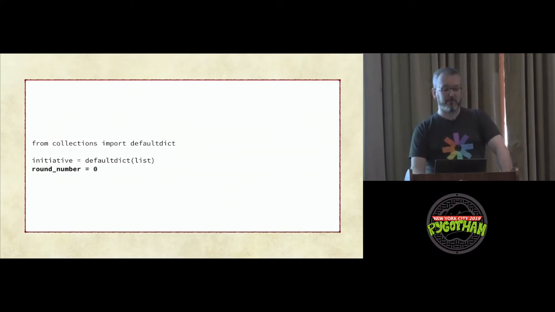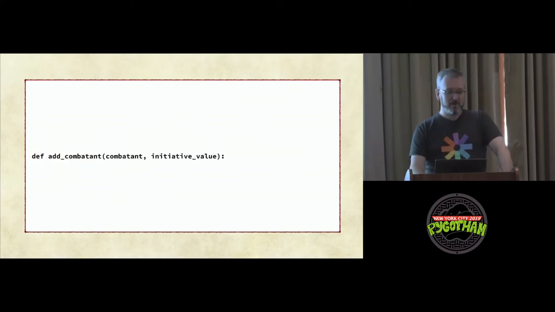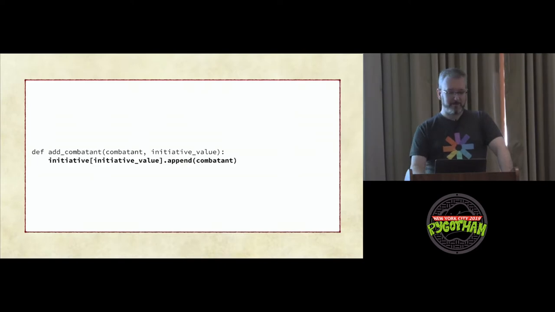We'll want to keep track also of the round number so that we can understand the passage of time during combat. We need to be able to add someone to the turn order, so let's add an add combatant method. And this function just appends them into the right spot in that default dictionary.